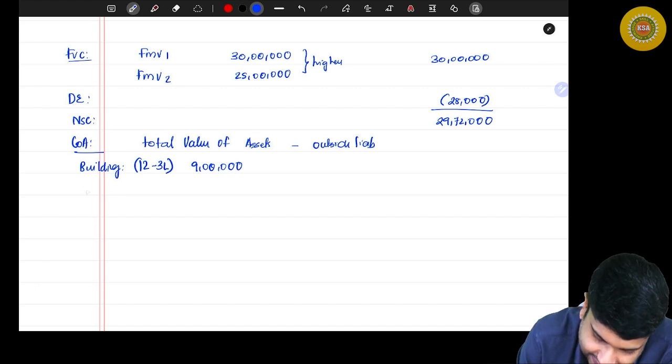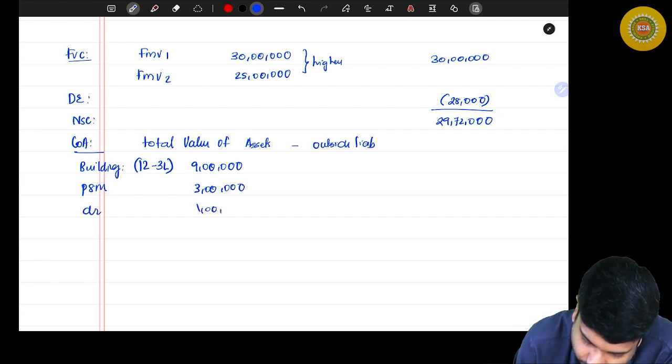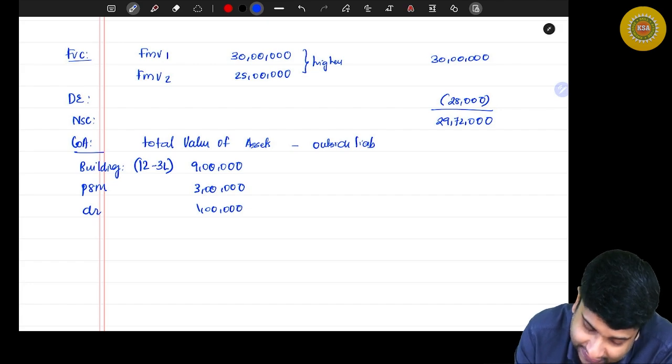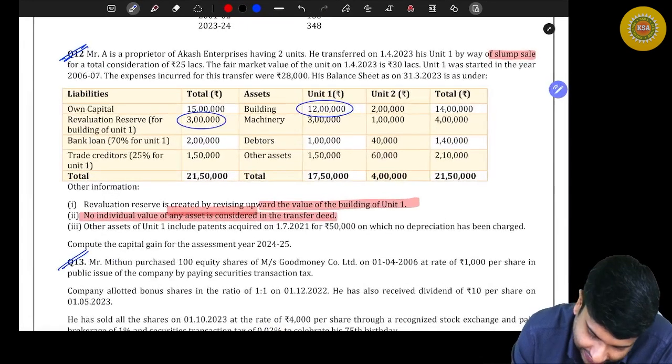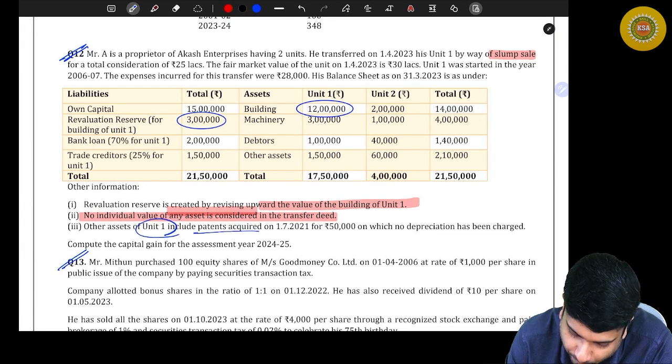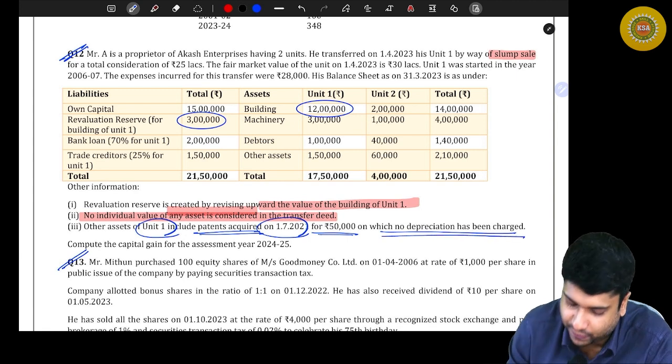Which is the second asset? Plant and machinery. We don't have a separate value, so we are taking that balance sheet value itself as the WDV value. Then there are debtors. It is always the book value, 1 lakh. Then other assets, there is a problem. Under that there is a note. Under other assets of unit 1 include patent acquired on 1st July 2021 for 50,000 on which no depreciation has been charged.